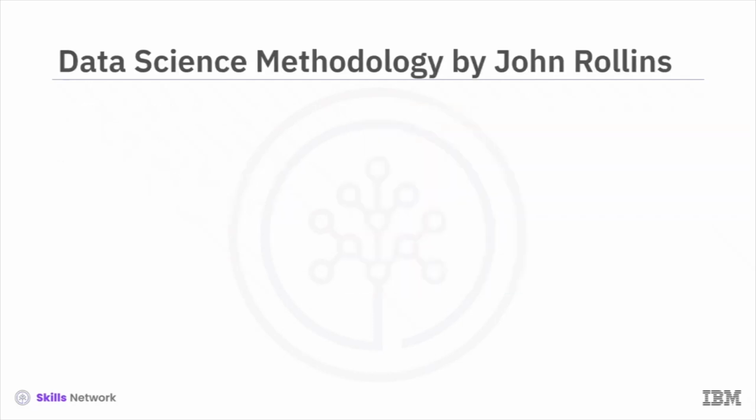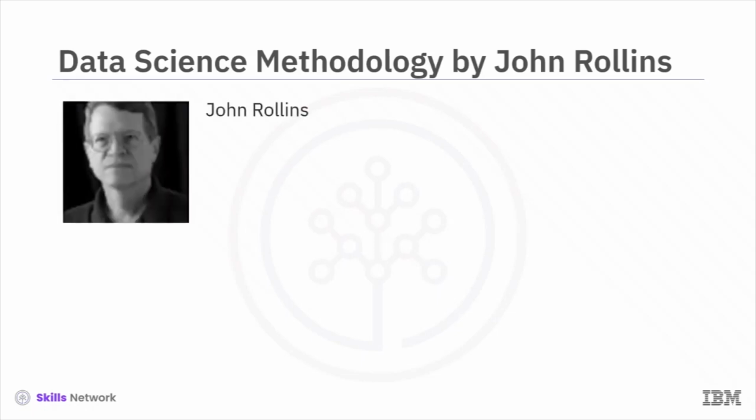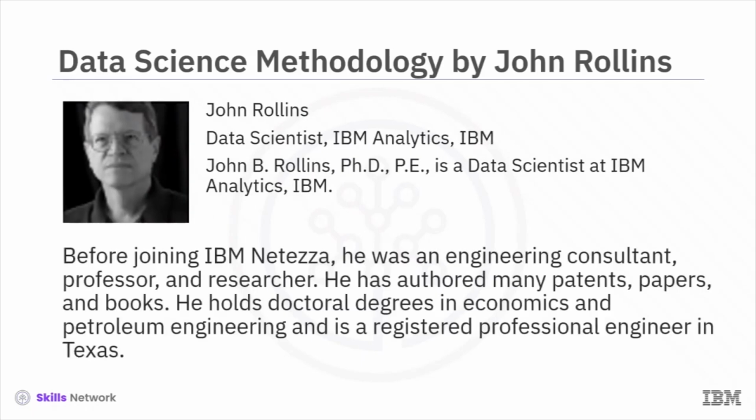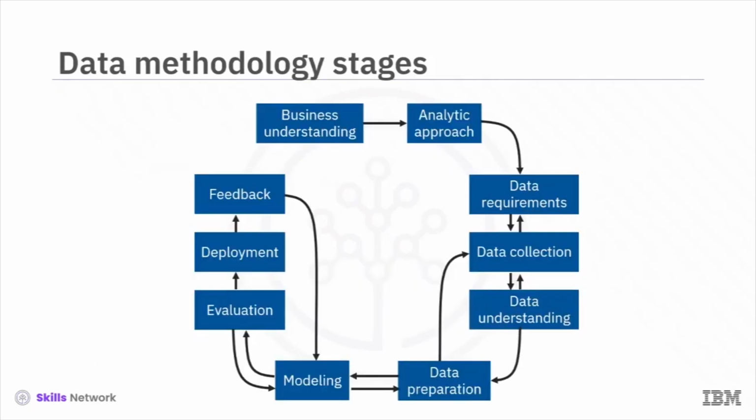The data science methodology discussed in this course is a methodology outlined by John Rowland, a seasoned IBM senior data scientist. This course is built on his professional experience and insights into the importance of following a methodology for successful data science outcomes. As a general methodology, data science methodology consists of the following 10 stages: business understanding, analytic approach, data requirements, data collection, data understanding, data preparation, modeling, evaluation, deployment, and feedback.